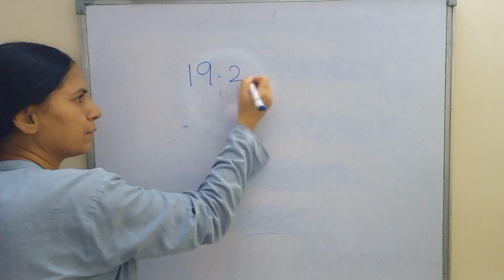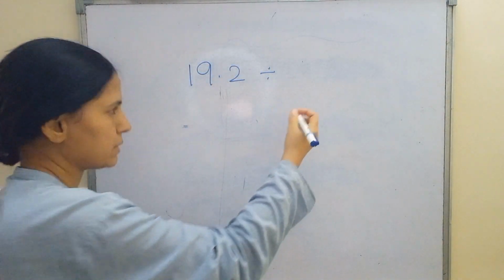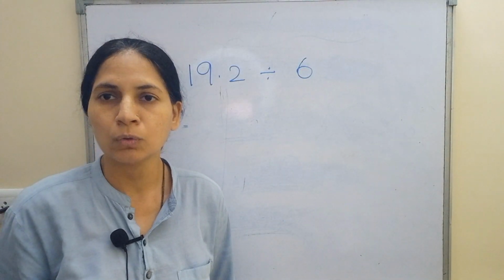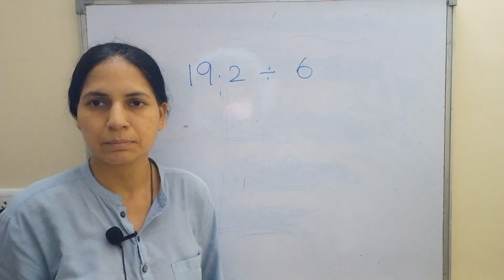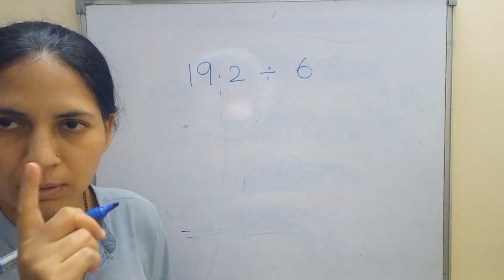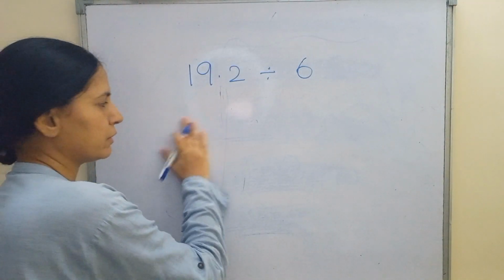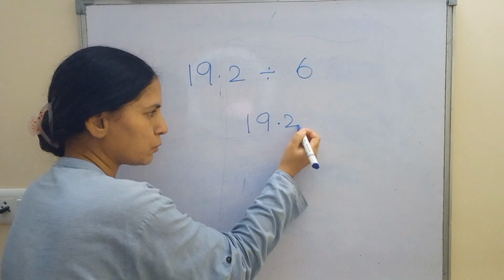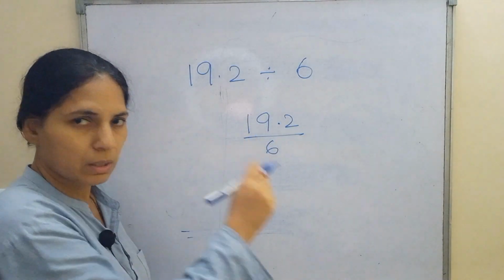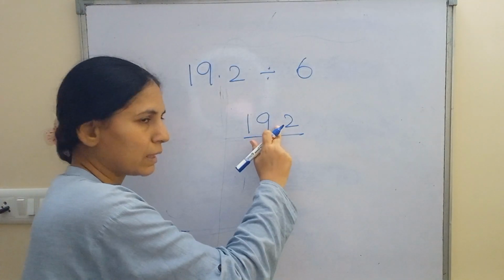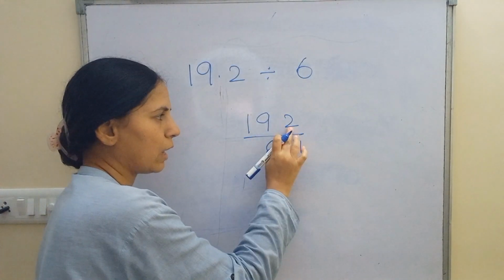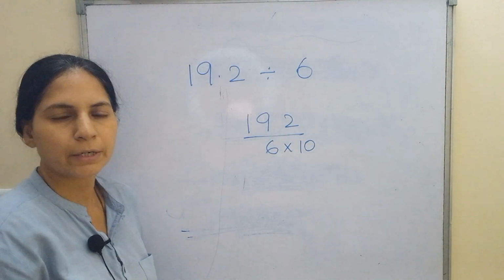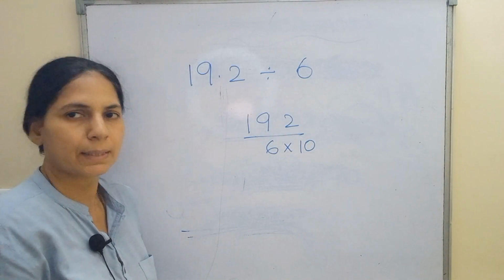19.2 divided by 6. How will you solve this? Listen now, my dear children, divide is nothing but upon. Instead of putting this point and 2, consider this point as 1, and how many numbers are after the point? 1. So this will become 192 upon 6 into 10.